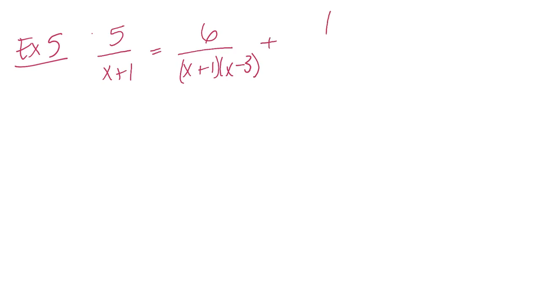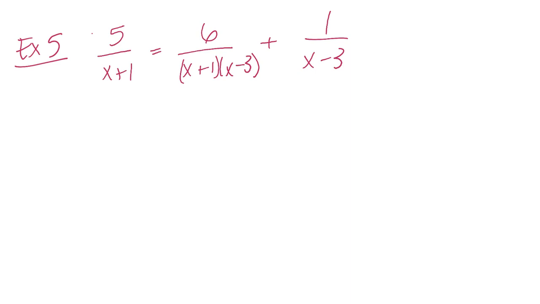All right, example 5. We're going to work out one more together, and then I will have you try one on your own. 5 over (x plus 1) equals 6 over (x plus 1)(x minus 3), plus 1 over (x minus 3).